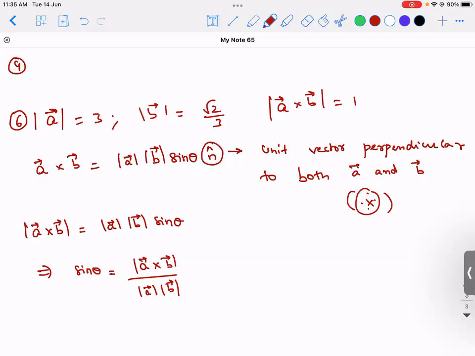So read the question. Find the vector of magnitude root 171. Underline that word, which is perpendicular to both the vectors. I told you, right? That will happen only when you do the cross product between two vectors. If two vectors are given to you and they're asking you for a vector which is perpendicular to both, then they're indirectly telling you that you need to do the cross product of those two vectors.